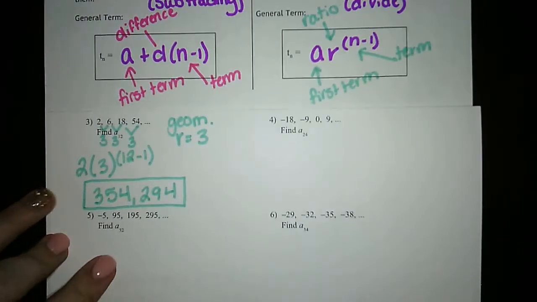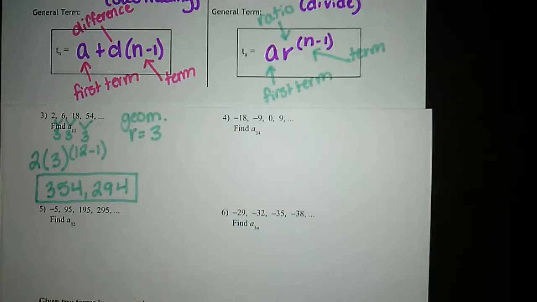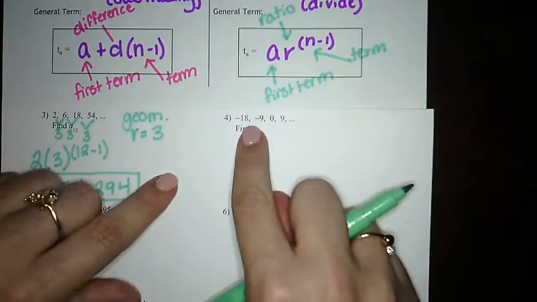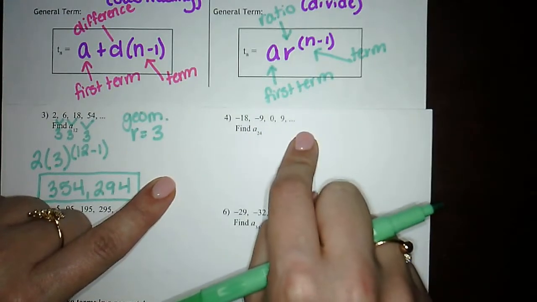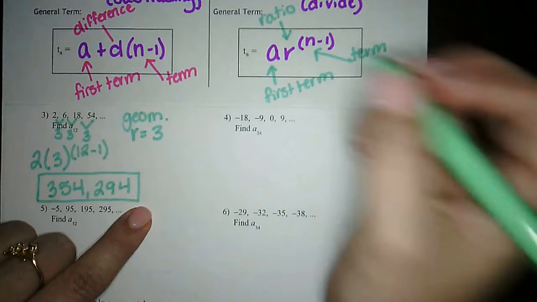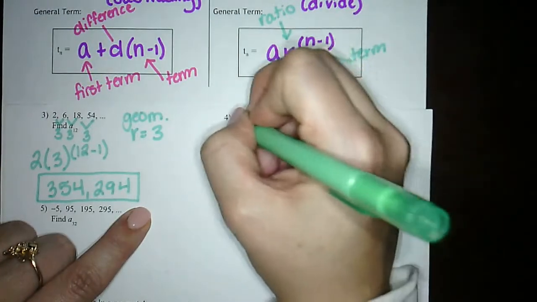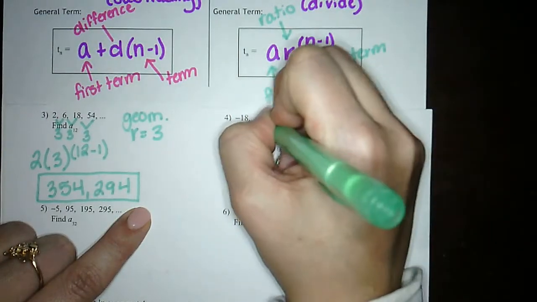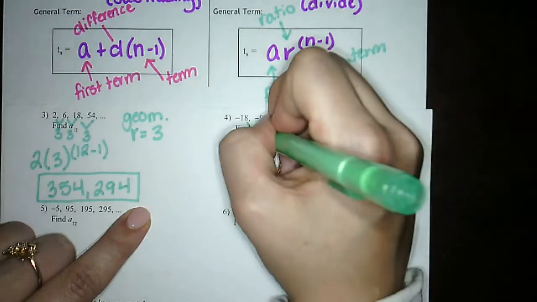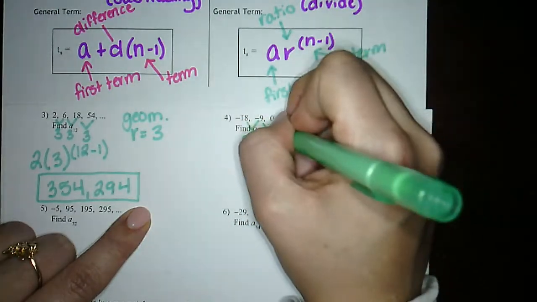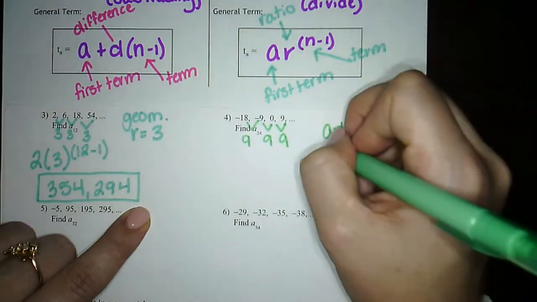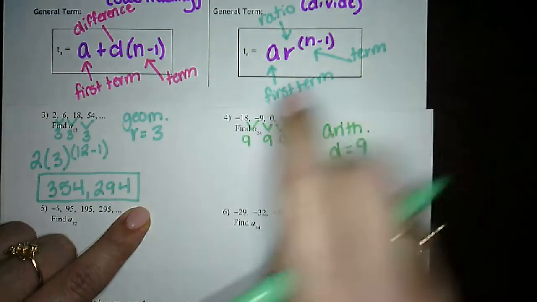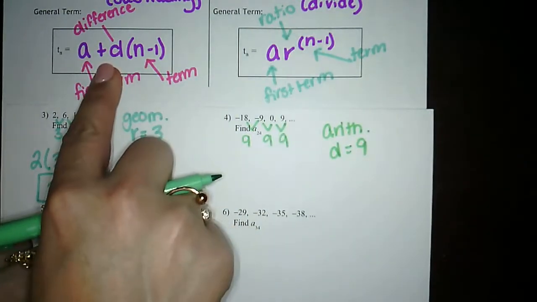Okay, let's do one more together. I see a 9, 0, 9. This looks like it's probably going to be arithmetic. So let's test it out. -9 minus a -18 is 9. 0 minus a -9 is 9. 9 minus 0 is 9, so this is arithmetic. The common difference is 9, and now we're going to sub it in to our arithmetic formula.